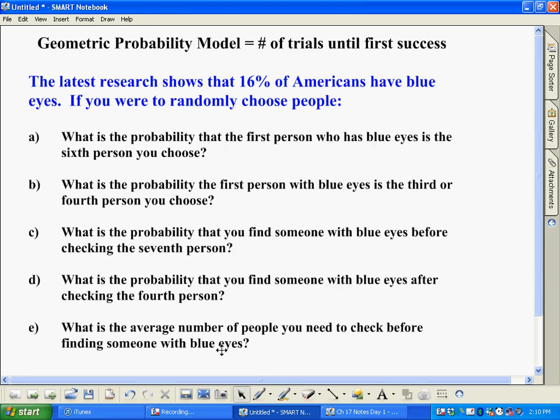All right, we're going to be looking at our next type of probability here, and it's called geometric probability, and it really has nothing to do with geometry. What we're going to do is something a number of times until we get our first success.